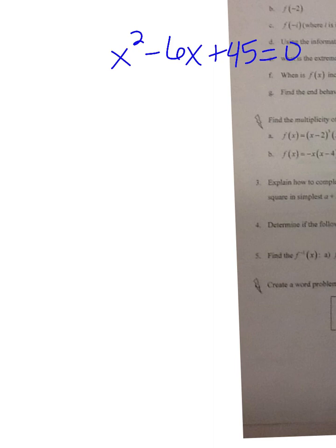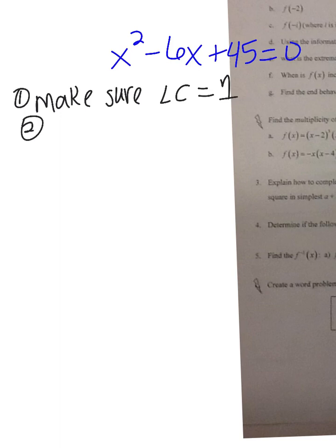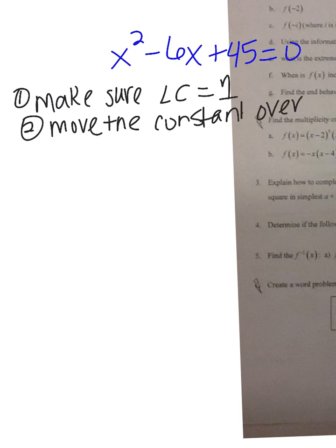So the first step in completing the square would be to make sure the leading coefficient is equal to 1. That would be the first thing. Number 2 would be to then move the constant over. Okay, so then in this case, I would get x squared minus 6x equals negative 45.